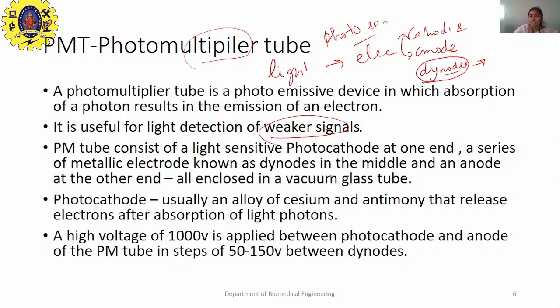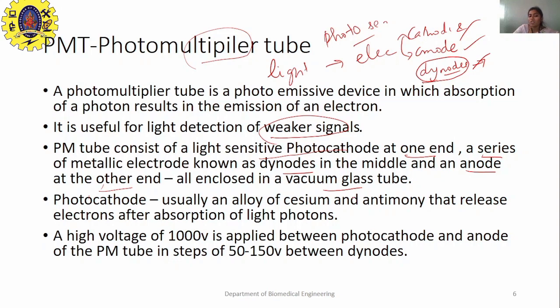See this third point: the PM tube consists of a light sensitive photocathode at one end and an anode at the other end. In between, you have a series of metallic electrodes called dynodes in the middle. The whole setup, that is cathode, anode and dynodes, is always enclosed in a vacuum glass tube. It means that there is no air inside the tube. It is a vacuum environment, that is, an evacuated tube.